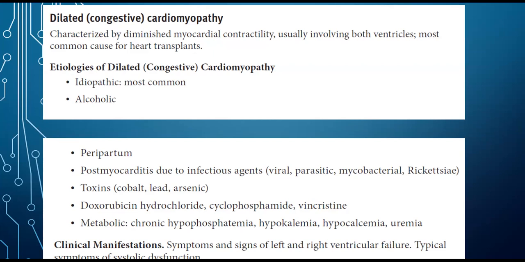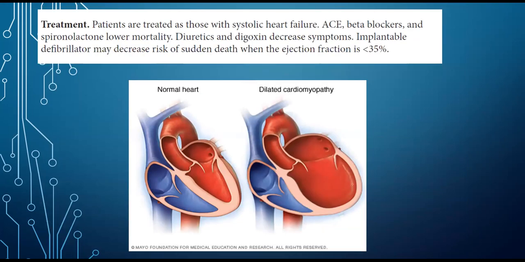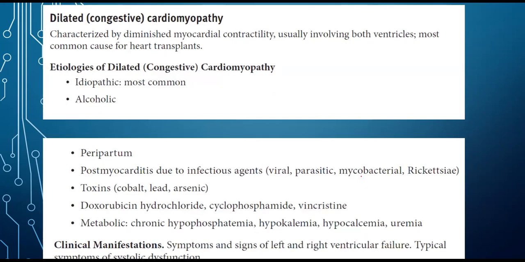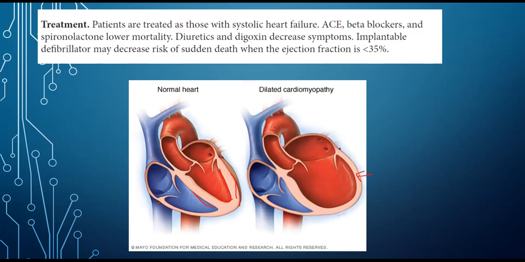So the first one that we are going to discuss is dilated or congestive cardiomyopathy. What happens in dilated cardiomyopathy is that there will be diminished myocardial contractility. In dilated cardiomyopathy, the heart usually gets dilated like this. This is the normal heart. You can see the left ventricular muscle has enough thickness. But when it gets dilated, the thickness gets reduced. And when thickness gets reduced, the power of contractility gets reduced because it gets too much dilated.